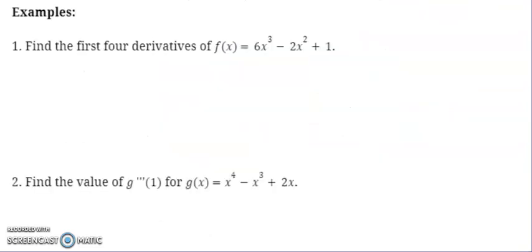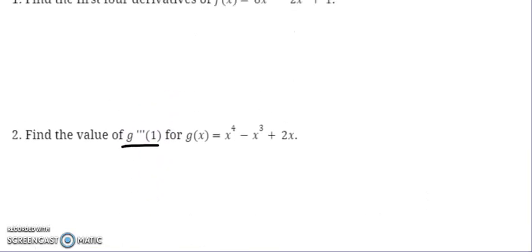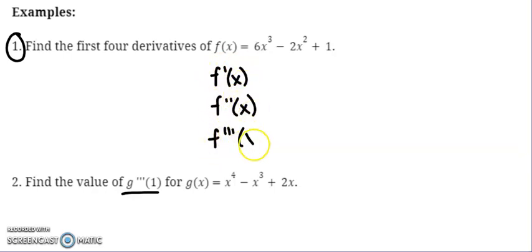All right, so find the first 4 derivatives, find the value of g triple prime of 1, and find the fourth derivative. I'm going to have you try number 1. You're going to take the derivative, and then take the derivative again, and then take the derivative one more time, and then finally the fourth derivative. Pause your video, see what you get for the fourth derivative of f. Pause now.